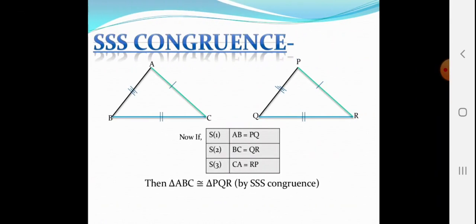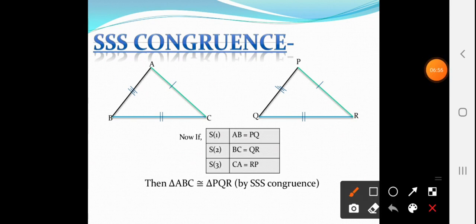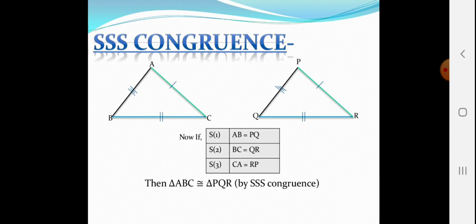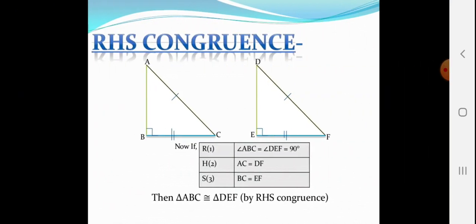SSS, very easy. All three sides are congruent with each other. How would I write? Here AC is congruent with PR, BC is congruent with QR, and AB is congruent with PQ, right? So all three sides are congruent with each other. So I would say that triangle ABC is congruent with triangle PQR by SSS congruence.